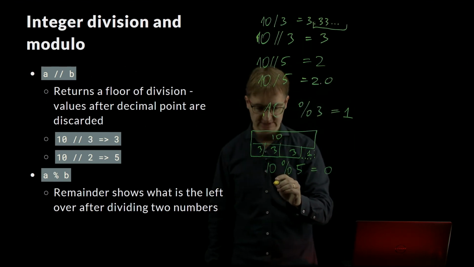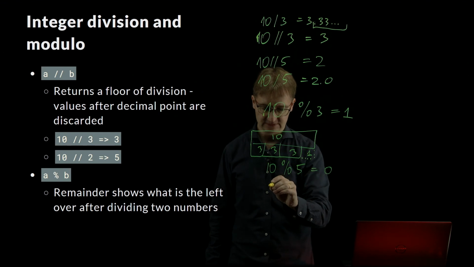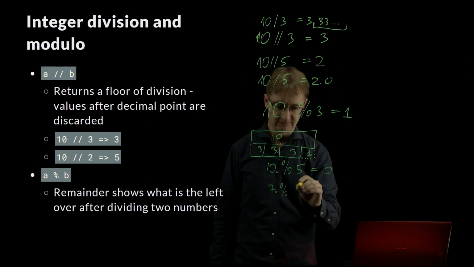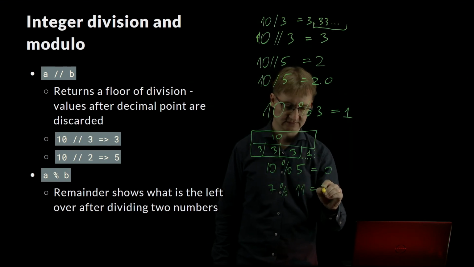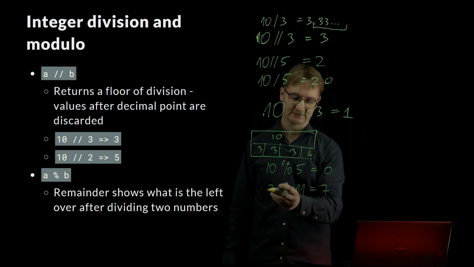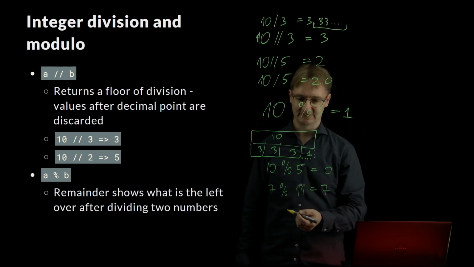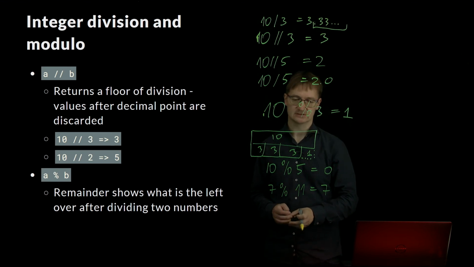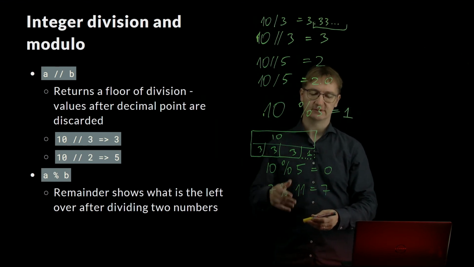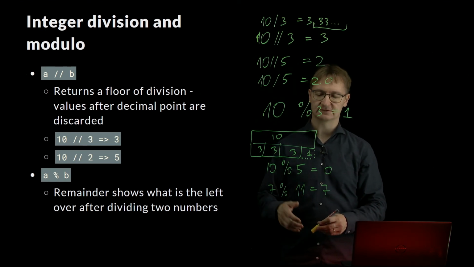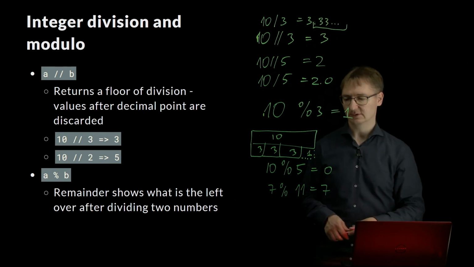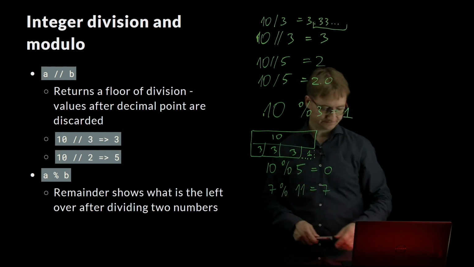And for example, let's say if we have 7 modulo 11, then the result is 7, because I can take 0 times this 11 out of 7 and what's left over is 7. So this is maybe something you usually don't do a lot in mathematics, but it's a very common operation in programming. So you will see this a lot.